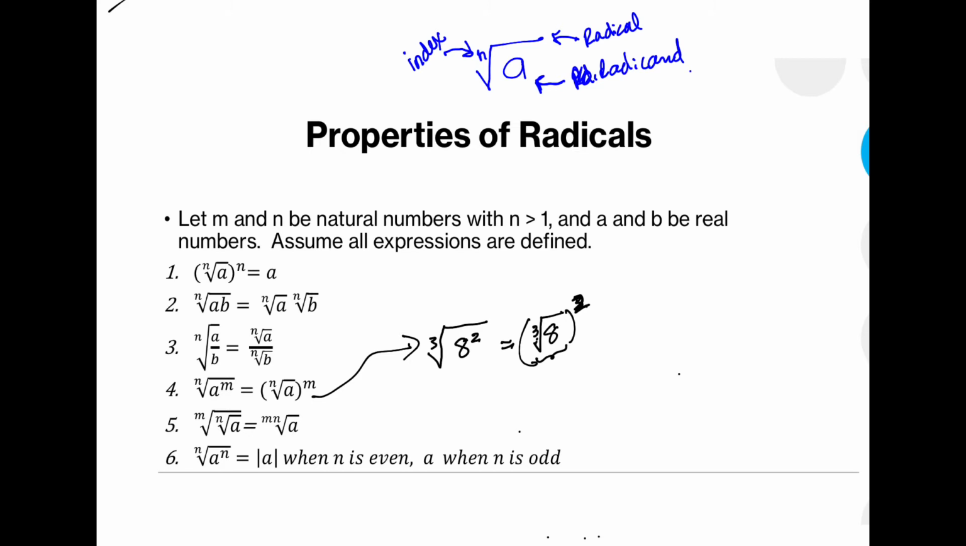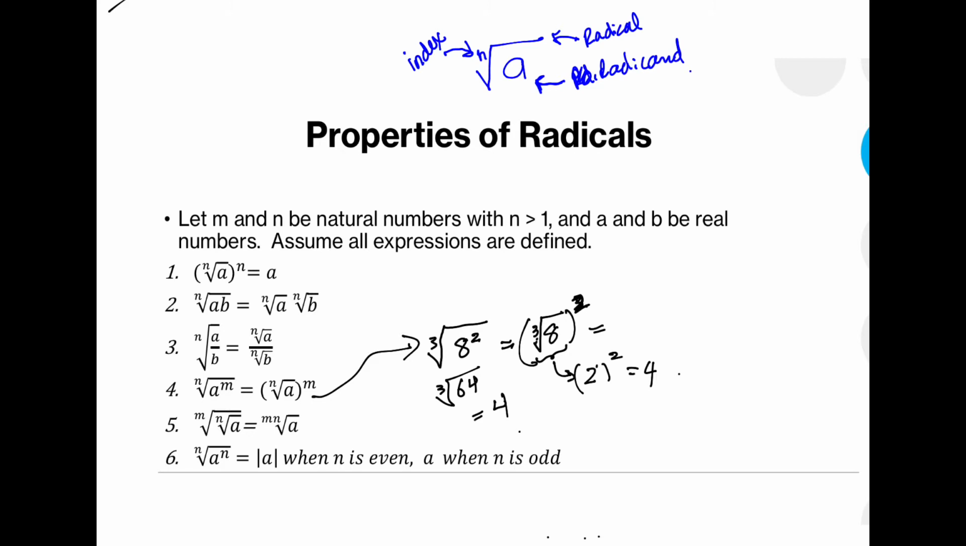I can also just square 64 and then take the cube root, because the cube root of 64 is, I'm sorry, not 16, I mean 4. So if I go this way, I take the cube root of 8, that's 2, and then 2 squared is 4. But also, if we square it first, the cube root of 64 is 4. So either way, we end up with the same answer, and that's essentially what is being said here.